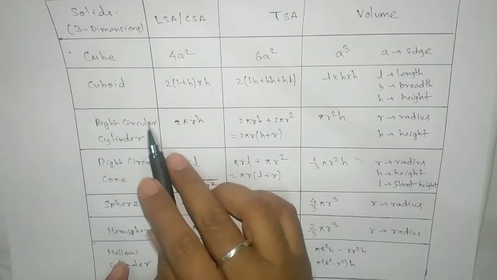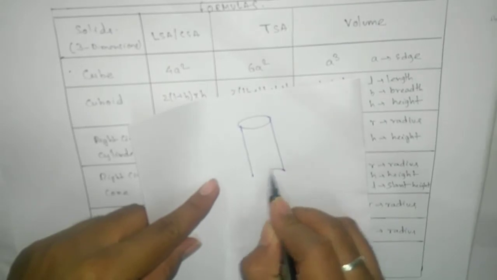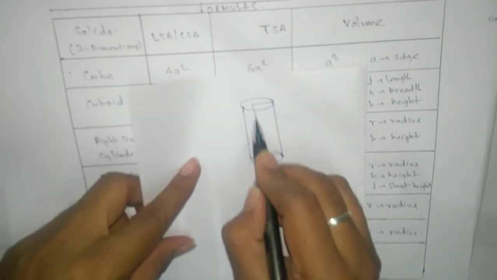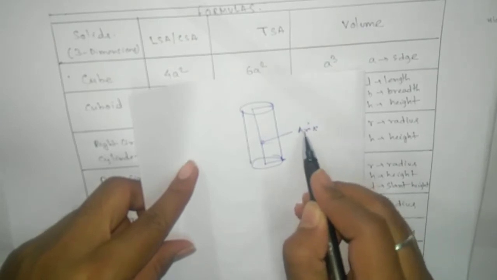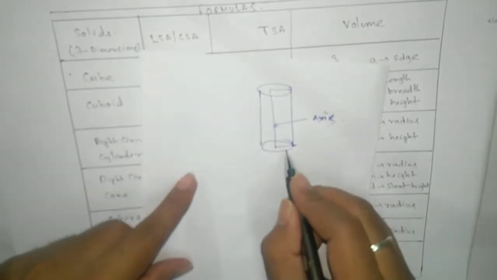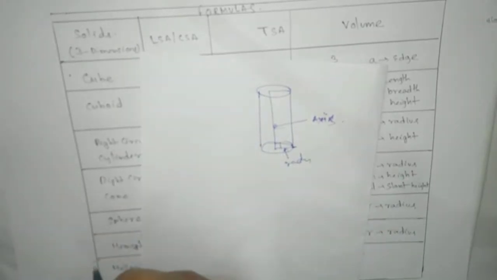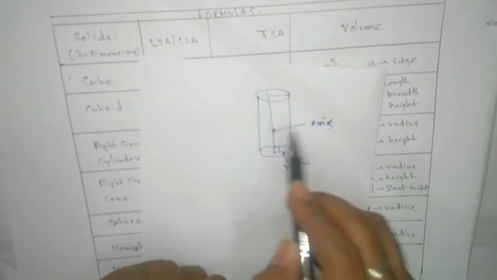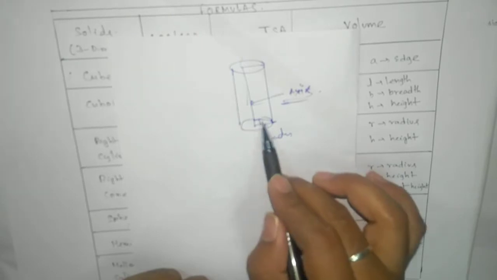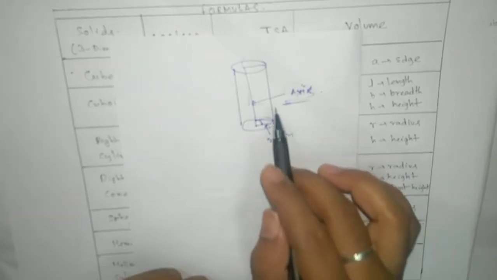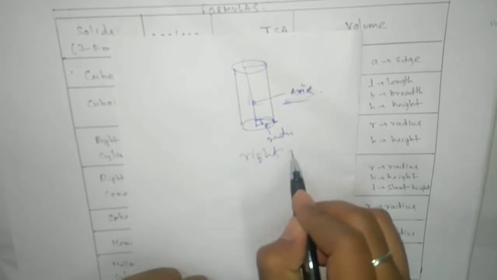Similarly, here we have the right circular cylinder. The right circular cylinder should be straight, remember. Here this we call the axis, and this one is the radius; the angle between them must be 90°. Then only we call this the principal axis. So the angle between the radius and the axis must be 90°. Then we call that type of figure a right circular cylinder.